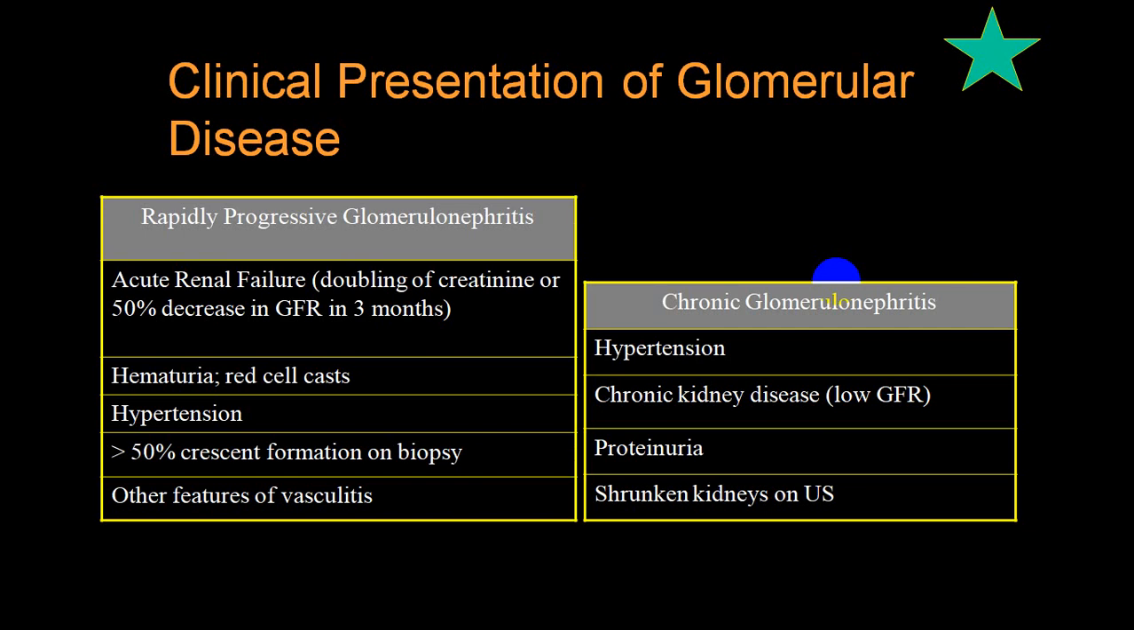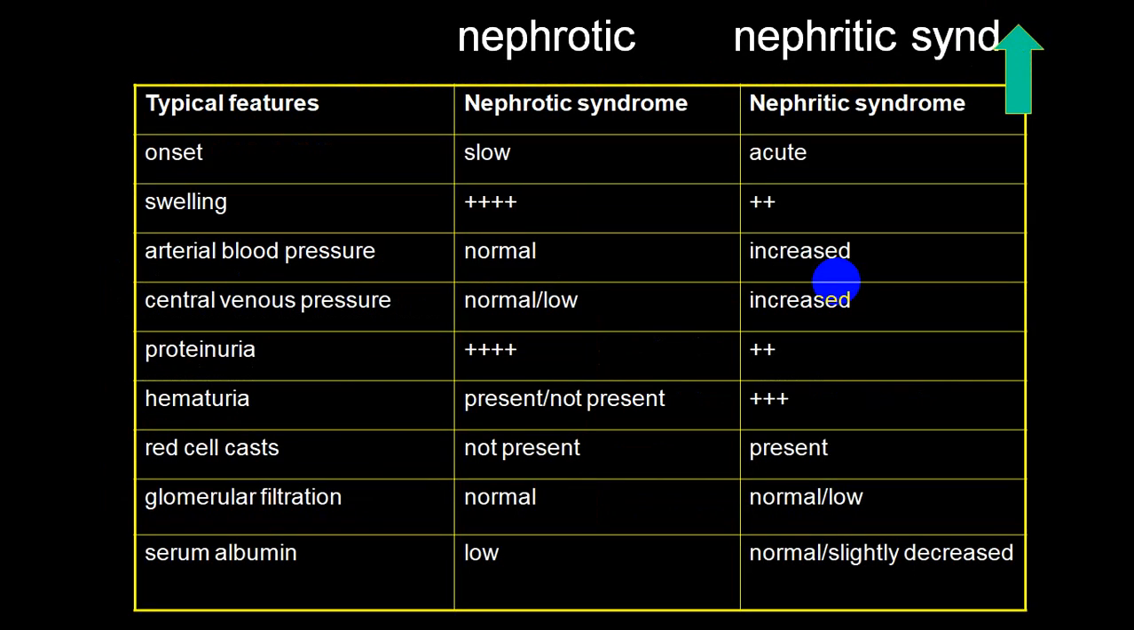Chronic glomerulonephritis will usually present as chronic persistence of more than 3 months, with hypertension, decrease in GFR, proteinuria, and small-sized kidney with scarring. If you want to differentiate the nephrotic variety from the nephritic variety, this is a chart which will show you. Onset in the nephrotic is usually slow, while in the nephritic variety it is always acute. Generalized anasarca is more common with the nephrotic variety, and there is mild edema in the nephritic variety. Blood pressure is always elevated in the nephritic variety, and may be normal or slightly elevated in the nephrotic variety.